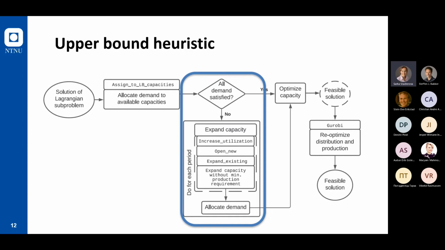So what we can do first is increase utilization. If it's enough, we can just jump straight to the next period. If not, we can open new facilities, expand existing facilities, and in the worst case, if it doesn't work, we can expand capacity and ignore the requirements on minimum production quantities.